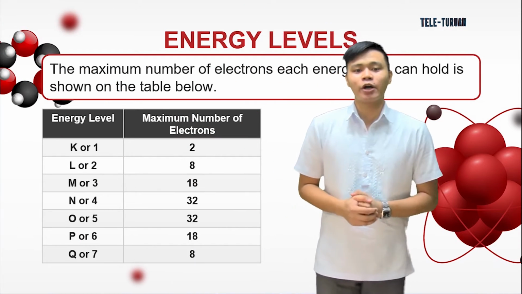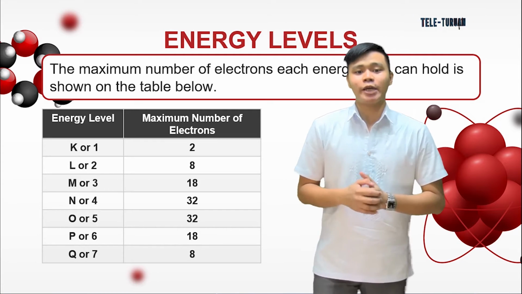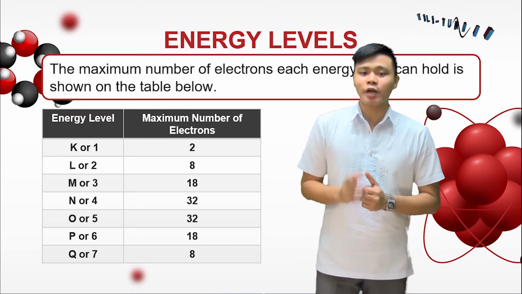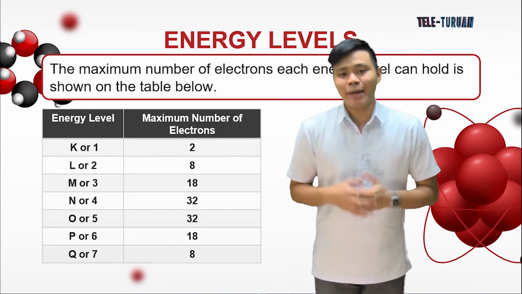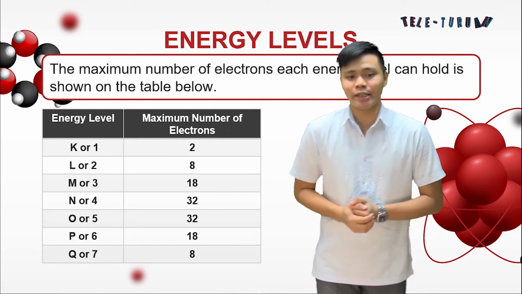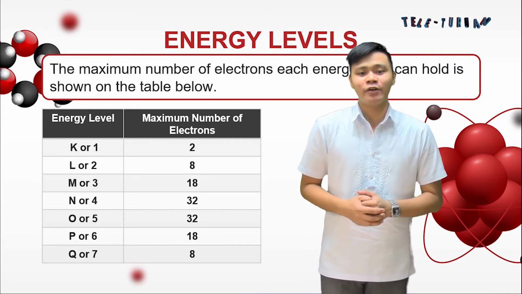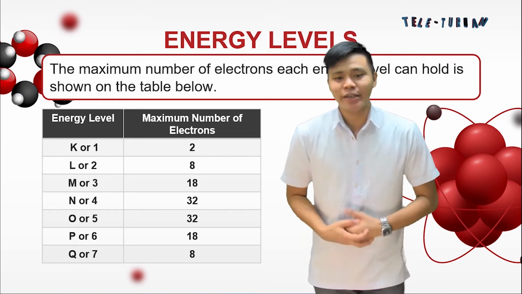The maximum number of electrons each energy level can hold is shown on the table here. When the energy level is K or 1, the maximum number of electrons is 2. If it's L or 2, the maximum number is 8. If it's M or 3, it's equal to 18. If N or 4, 32. O or 5, 32. P or 6, 18. Q or 7, 8.